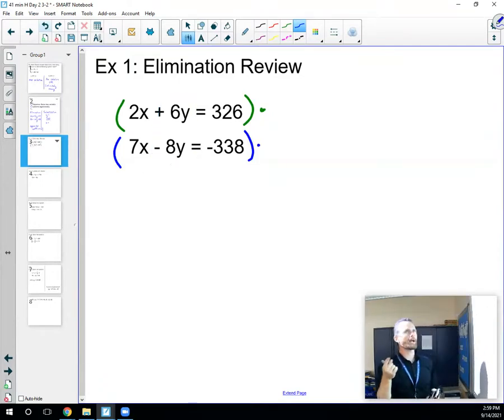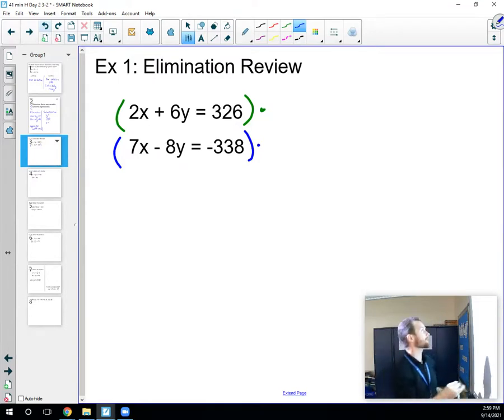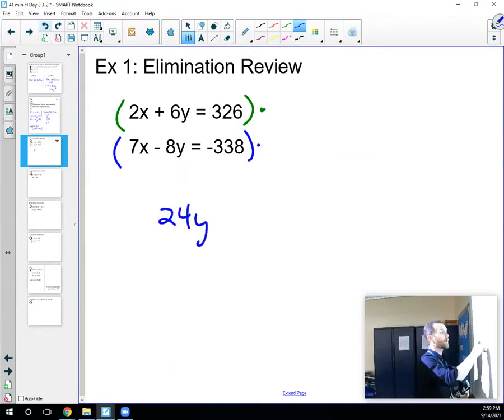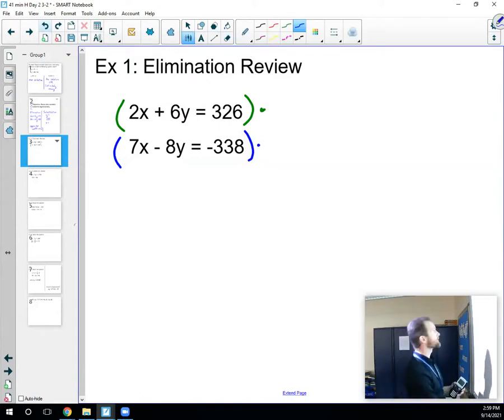So we've got a 6y and an 8y. Essentially our goal is a 24y. We want one of these to be a 24y and one to be a negative 24y. So to do that, we can just multiply the top, the green, by a 4. That'll give us a positive 24. And then multiply the blue by a positive 3, and that'll make it a negative 24y.